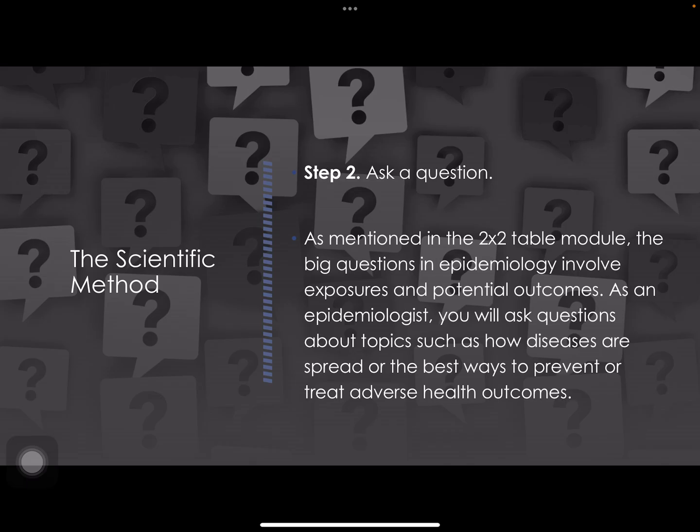The second step in the scientific method is to ask a question based on your observation. For example, does sun exposure increase your risk for skin cancer? Or does using sunscreen decrease your risk for skin cancer? As mentioned in the 2x2 table video series, the big questions in epidemiology involve exposures and potential outcomes. Epidemiologists ask questions about topics such as how diseases are spread or ways to prevent or treat adverse health outcomes.